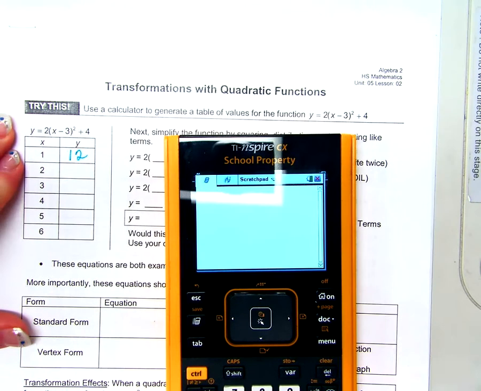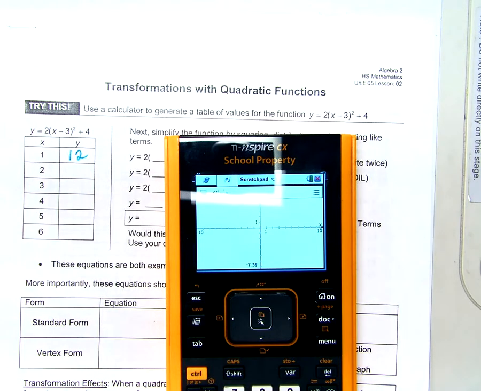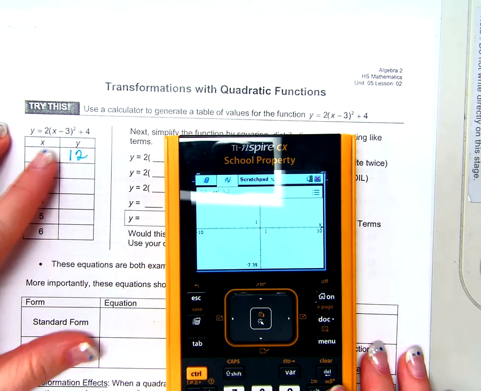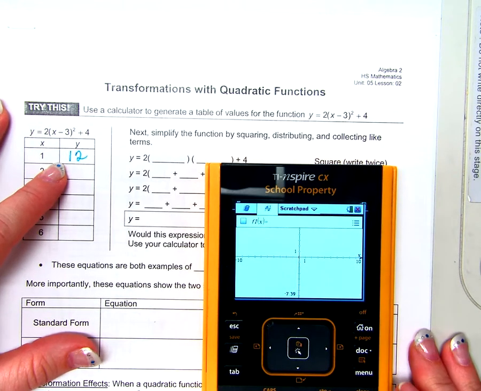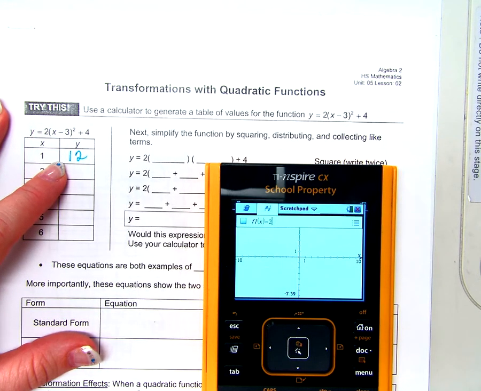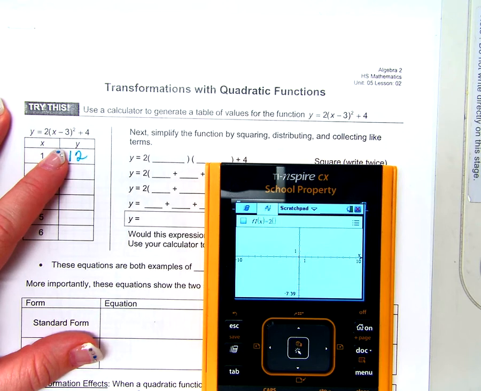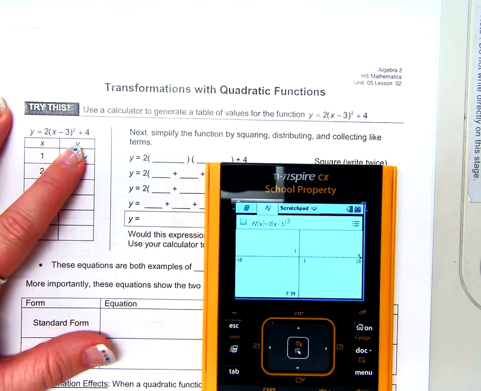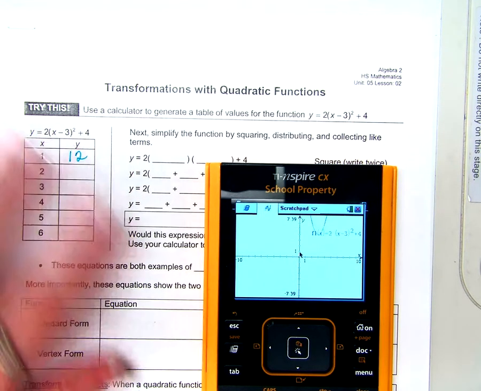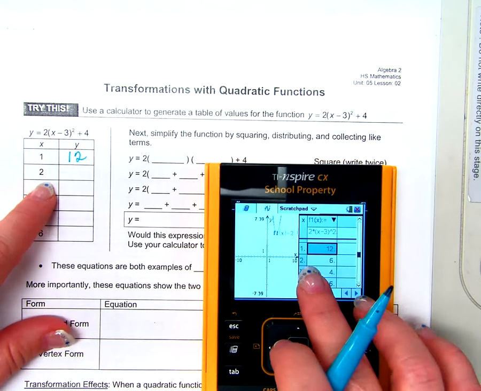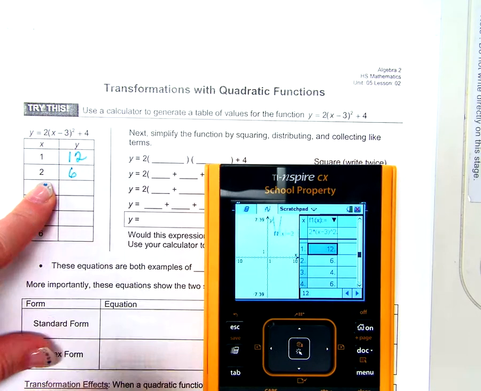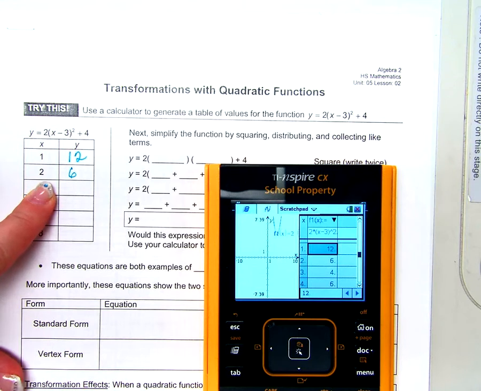So on my calculator, and I'm even going to do it a different way that I'm not sure if I've shown you yet. I'm going to go to a graph, and I'm going to put in 2 times (x minus 3), and square that, and then add 4. I don't care so much about the graph, but I do care about the table, right? So when x is 2, y is 6, right? Because it's evaluating it so it can graph that point, right?